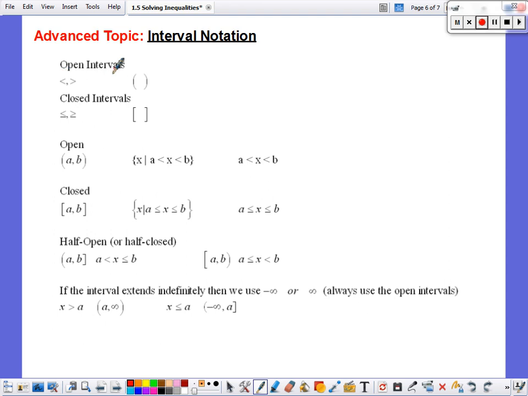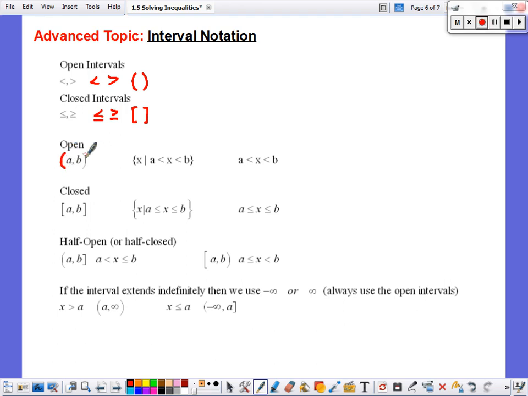And so we have open intervals. We usually use the less than or greater than signs, but with interval notation, we use parentheses to represent the same thing. So inequalities that are open use parentheses. Inequalities that are closed use brackets, okay? So here is an open statement.